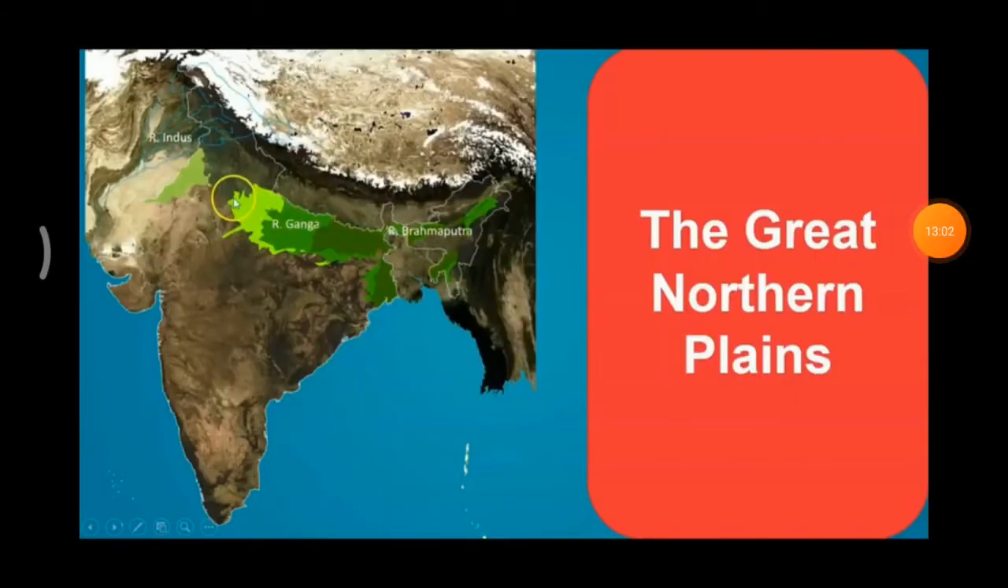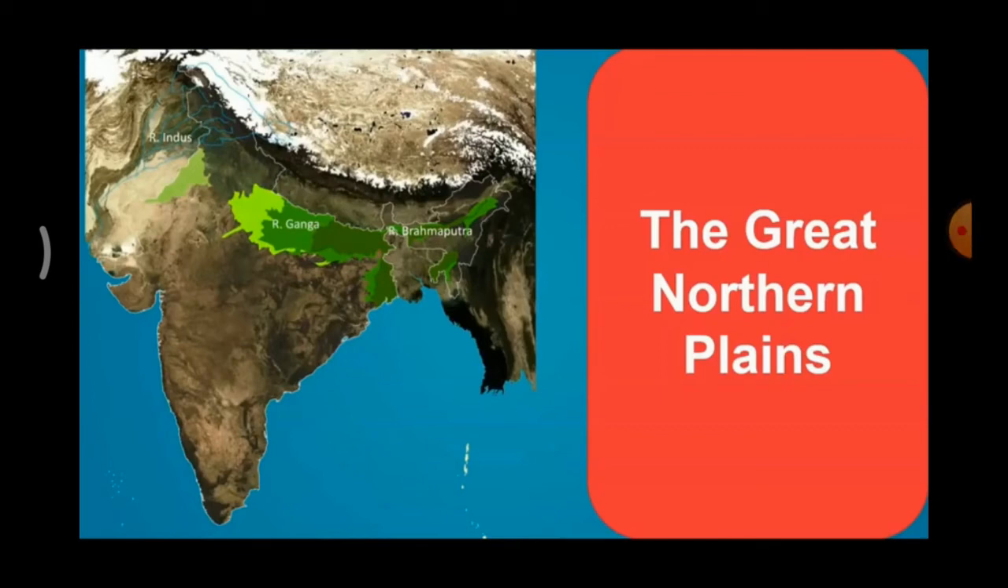The Great Plains are deposited by the rivers Indus, Ganga, Brahmaputra and their tributaries. The length of this plain is about 2400 km and width varies from 240 to 320 km. According to sediment deposition, there are 5 major categories: Bhabar Plain, Tarai Plain, Bangar Plain, Khadar Plain and Delta.